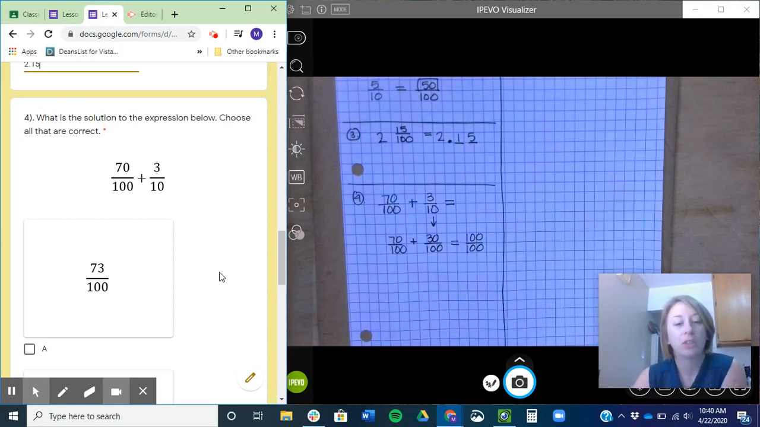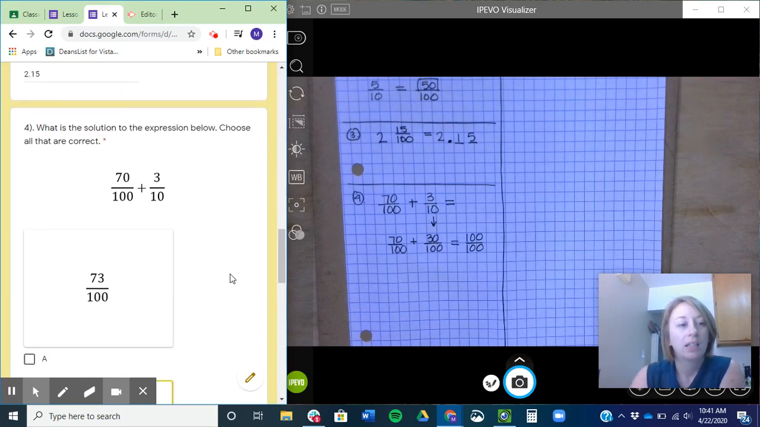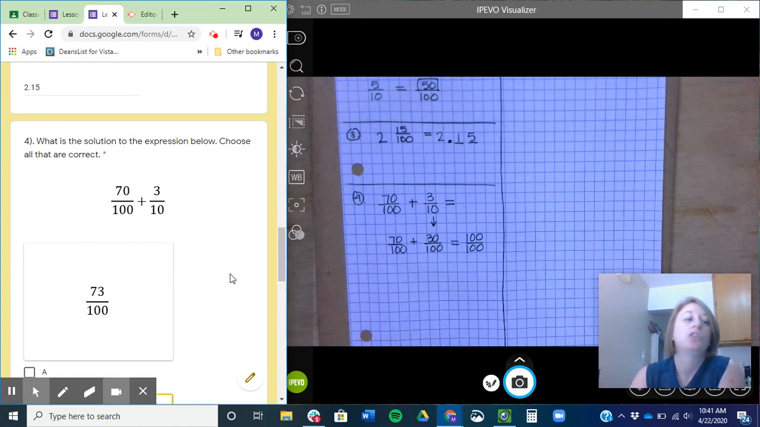Let's go through the answer choices to see if 100 100ths is one of our correct answers. Looks like it's letter B. Go ahead and click letter B. That is equivalent to 100 100ths. Since the question is asking for us to choose all that are correct, we know that there's more than one answer.